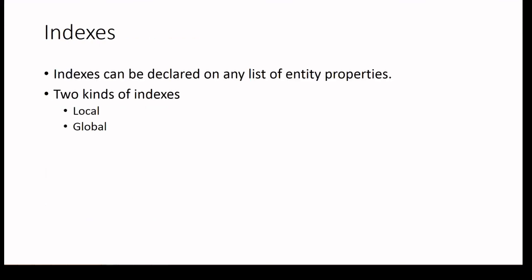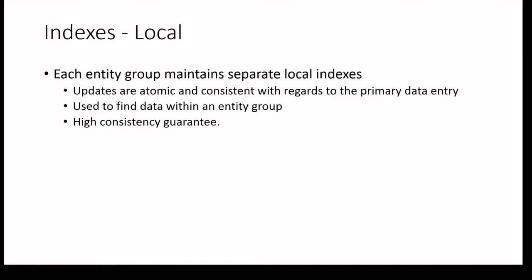So we're going to start off talking about indices. Indices are these complex little devils that play a key role in influencing the locality of data. There are two kinds of indices. There are local indices and global indices. Now, local indices are maintained by an individual entity group. Each entity group has its own set of local indices. These local indices are used to provide atomic and consistent updates of the primary data. That is, they're not used to modify metadata. They're only used to update the primary data.